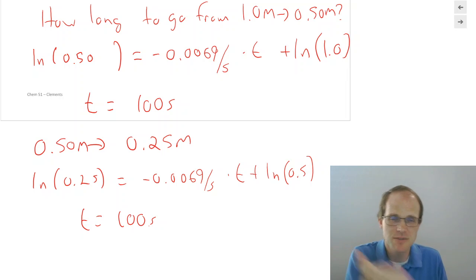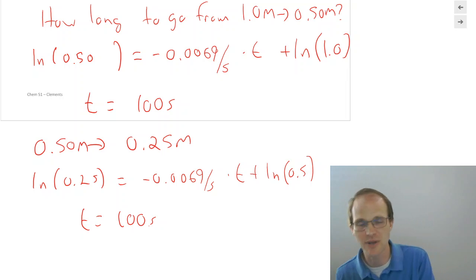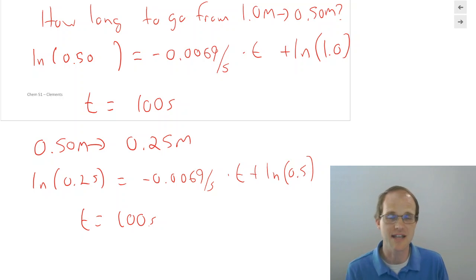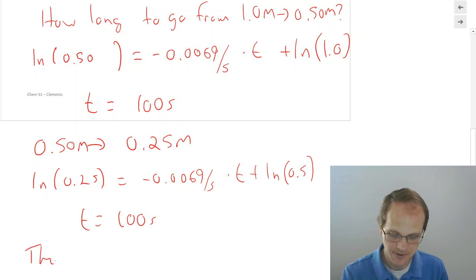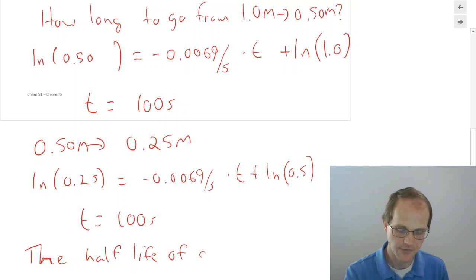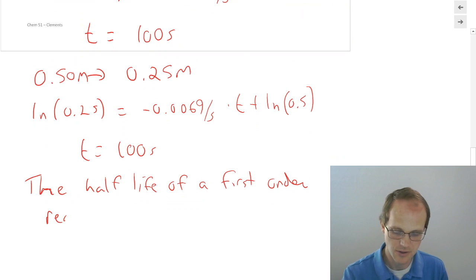We used 0.5 molar in the first half, and we used 0.25 molar in the second half. Why did it take the same amount of time? This is a natural result of a first order reaction. The half-life of a first order reaction is constant.